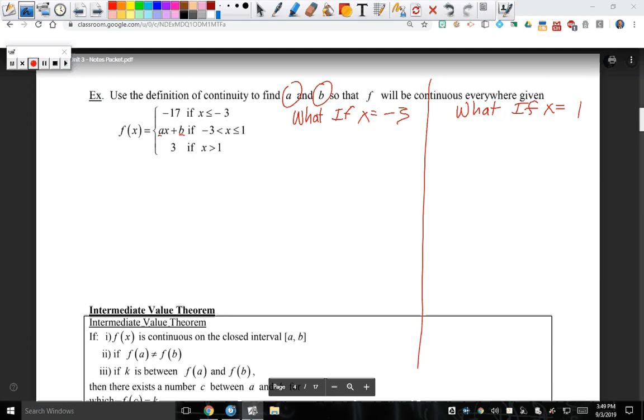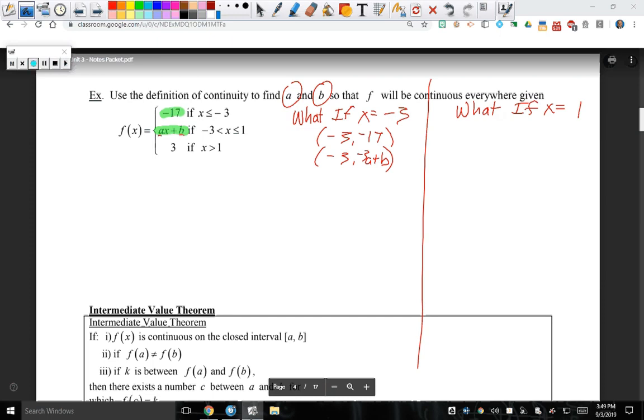If x is equal to negative 3, that means we're going to use this and this function right here. And we're going to plug in a negative 3 where we find x. You with me? So there are 2 points that we're going to find are negative 3, negative 17. What's the other one? Negative 3a plus b. Nice.